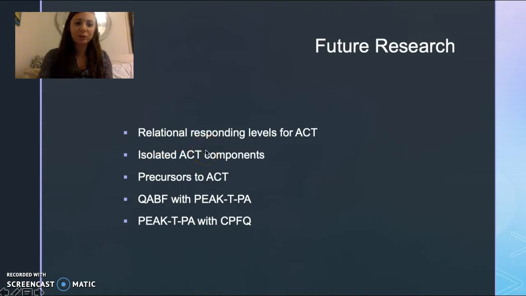Future research may want to consider evaluating the relational responding levels necessary for the most significant results for transitioning to ACT. Additionally, they may want to isolate ACT components to see which are the most successful for aiding in transition, as well as identifying precursors for ACT therapy. Correlational studies may consist of QABF with PEAK-T pre-assessments.